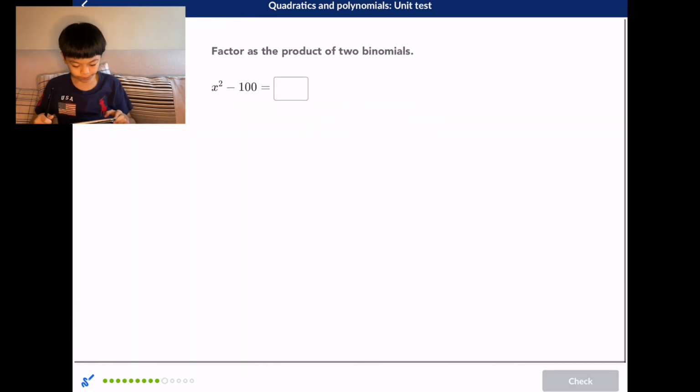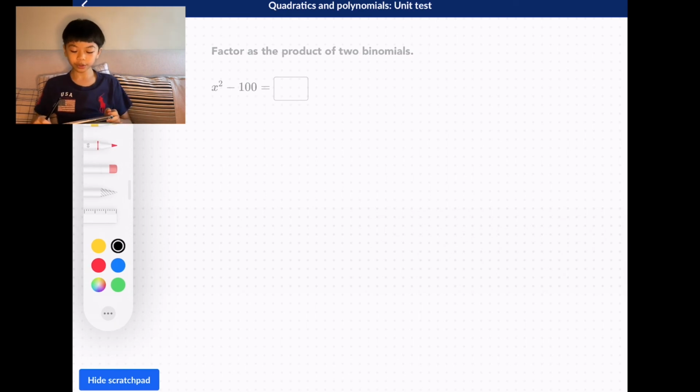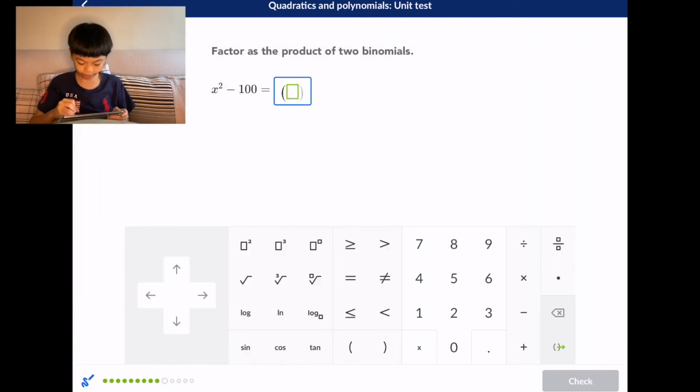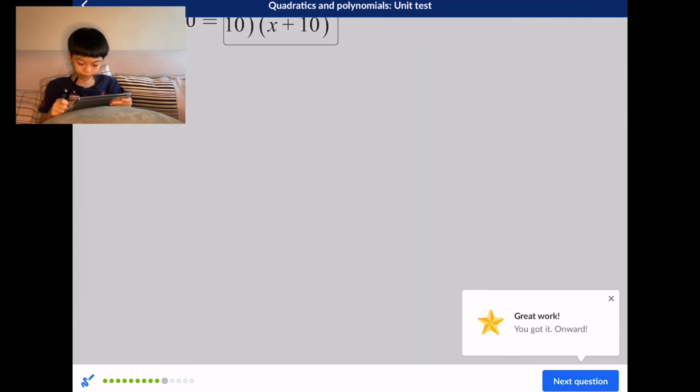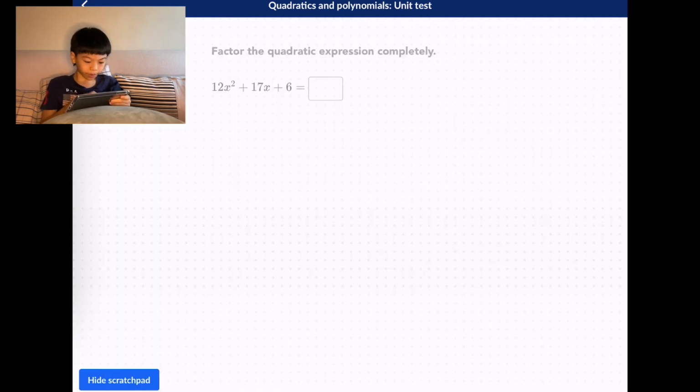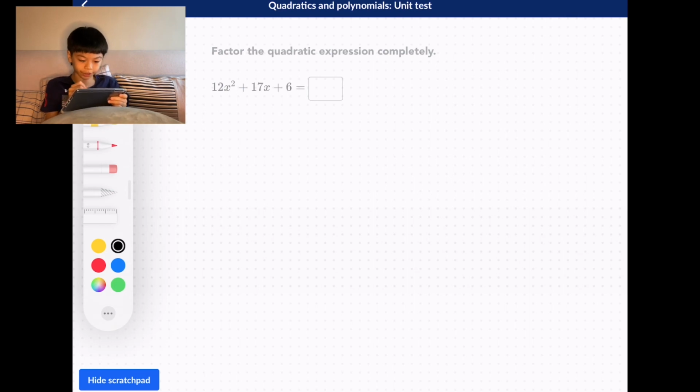Alright, it works. Factor the product of the two binomials. So, let's see the square. The square root of 100 is 10. So we can do bracket x minus 10, close bracket. So you have to put another bracket, x plus 10. Yes, the x minus 10. All right, so factor the quadratic expression completely.